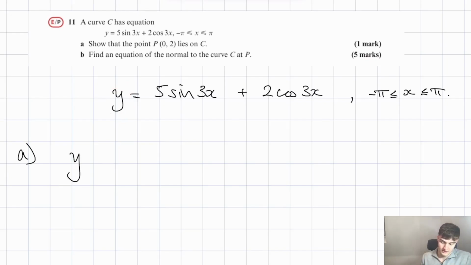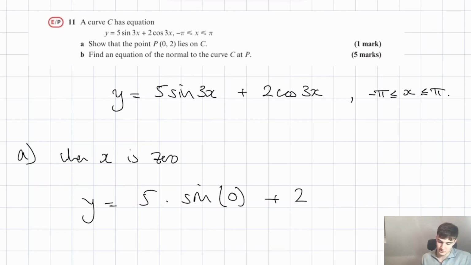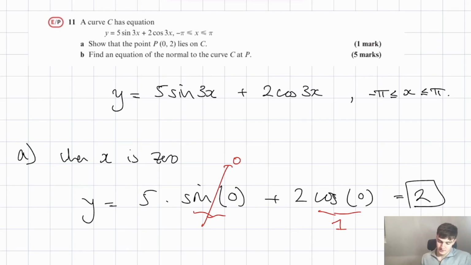So when x is 0, y is equal to 5 times sine of 0 plus 2 times cos of 0. Sine of 0 is 0, cos of 0 is 1, so this is going to give us 2. So the point P, (0, 2), does in fact lie on C.